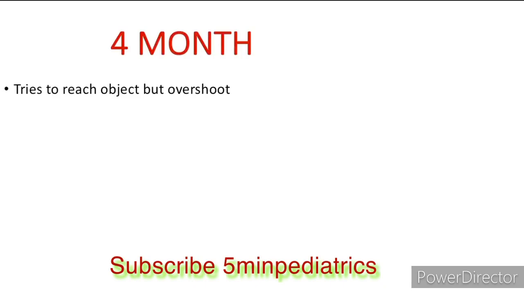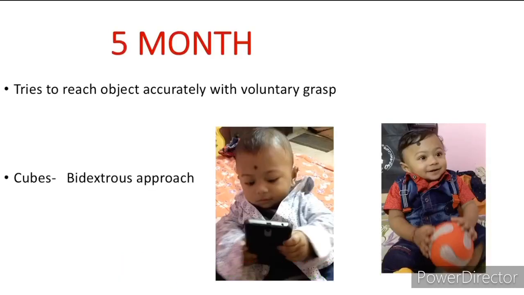In 4 months, the baby tries to reach the object but cannot reach it accurately and overshoots. In the fifth month, there is a bidextrous approach if we provide a cube, and the baby tries to reach the object accurately with voluntary grasp.